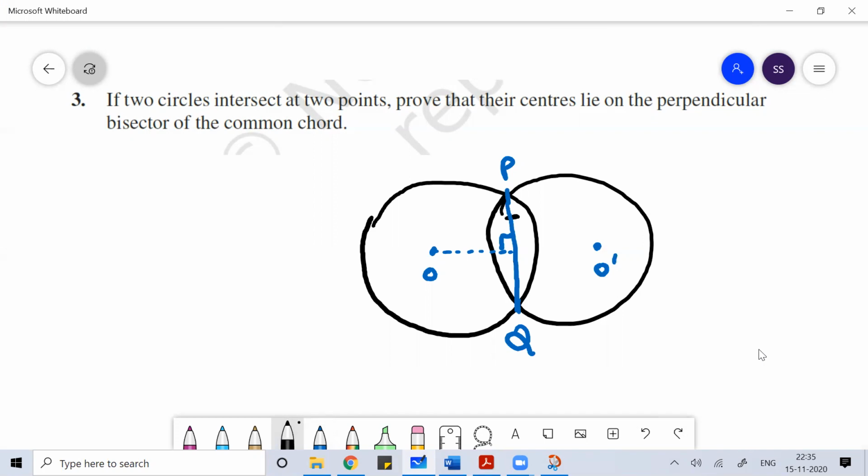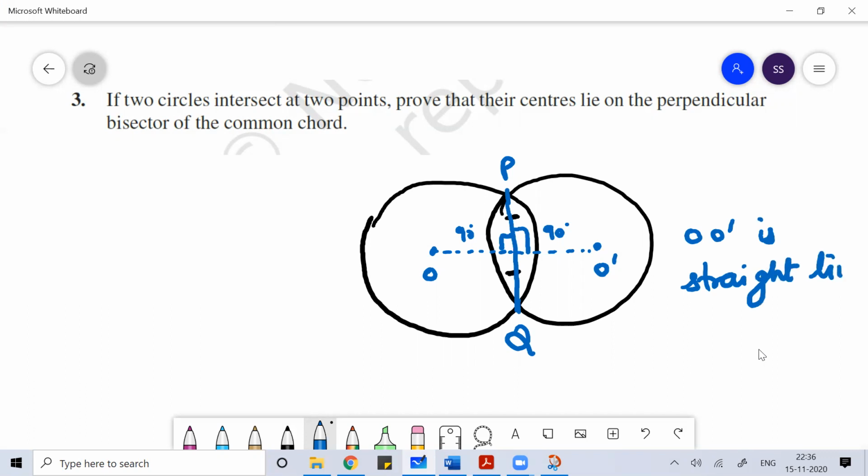So you know that this and this will be equal. With that, you can say that this angle would be 90 degrees and this angle would be 90 degrees. It means that O O dash is a straight line because it is forming 180 degrees. So this is what this theorem is all about.